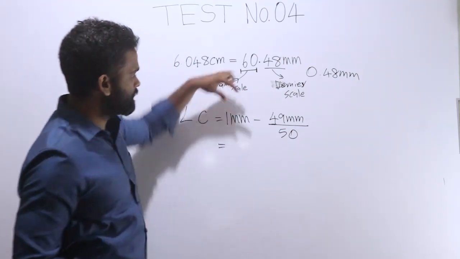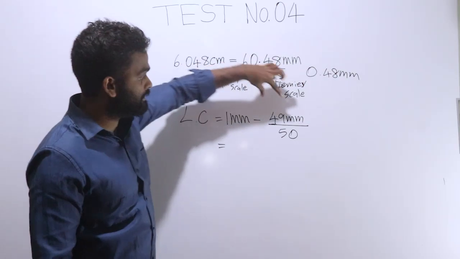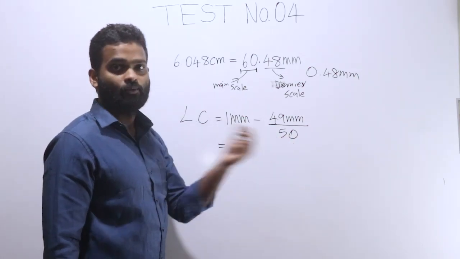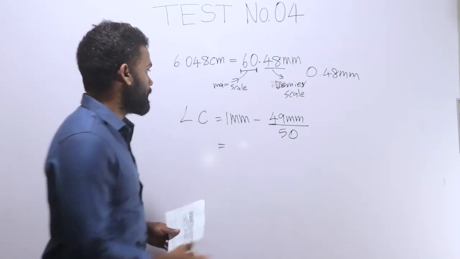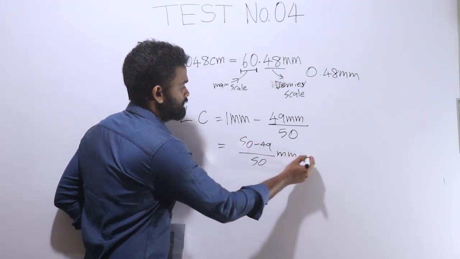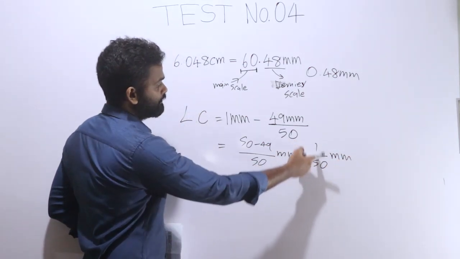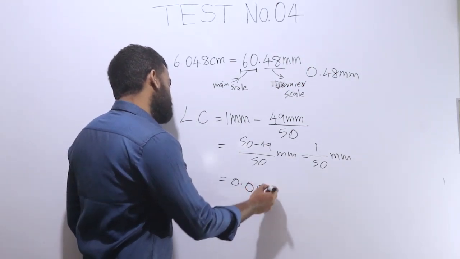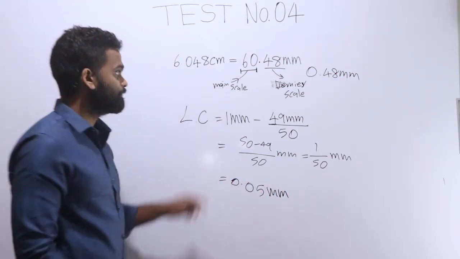So least count equals the length of one main scale division minus the length of one vernier scale division. That is how you can find the length of one vernier scale division. Simplifying, 50 minus 49 millimeters over 50, which is 1 over 50 millimeters. 1 divided by 5 is 0.2, and again dividing by 10 gives 0.02 millimeters. So this is the least count that can be measured using the vernier scale.